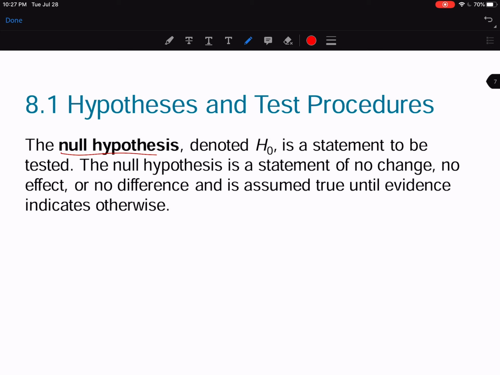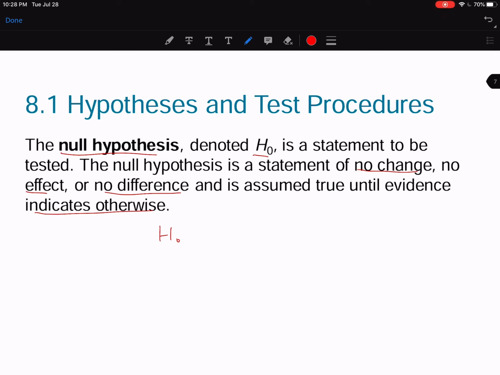Okay. All right. Once we know that, let's take a look at the null hypothesis. The null hypothesis, denoted by H sub 0, is a statement to be tested. The null hypothesis is a statement of no change, no effect, or no difference, and is assumed true until evidence indicates otherwise. So just keep the idea in your mind. The null hypothesis, denoted by H sub 0, is a statement of no change. That means it's a statement containing an equality. We'll see a little bit more details about that later.